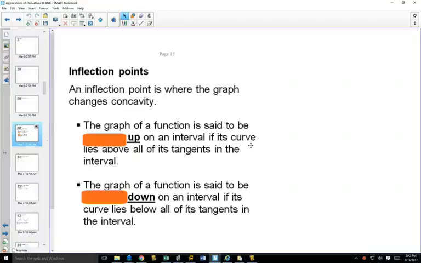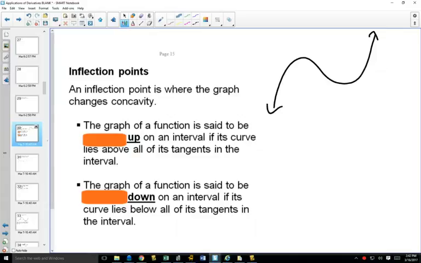So the last key thing to helping us graph things using calculus is something called an inflection point, and that's where your graph changes concavity. So if you took something like an x cubed graph like this, the inflection point is right here, because on this side it's concave down, on this side it's concave up.